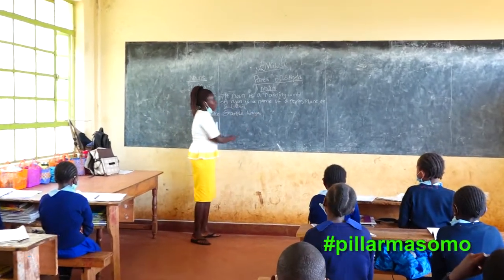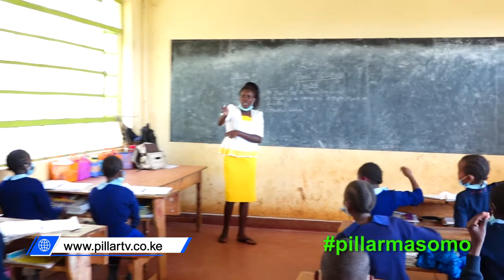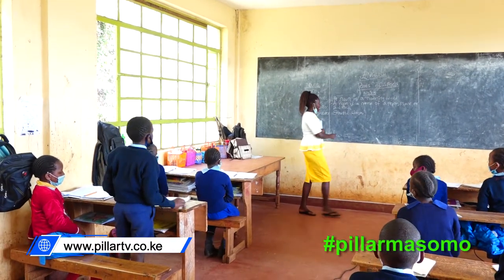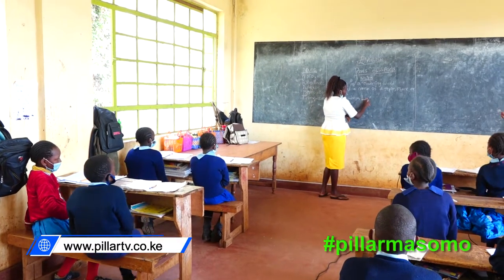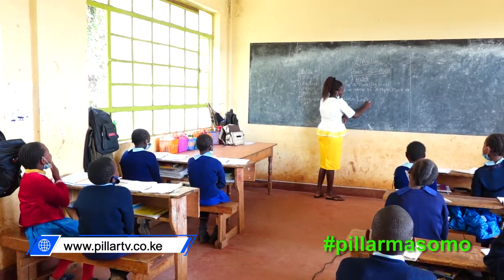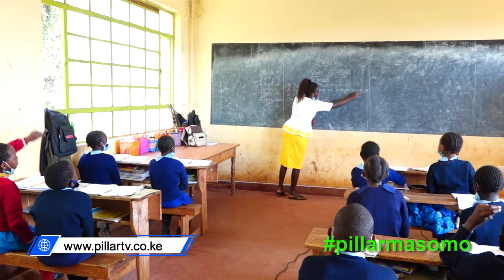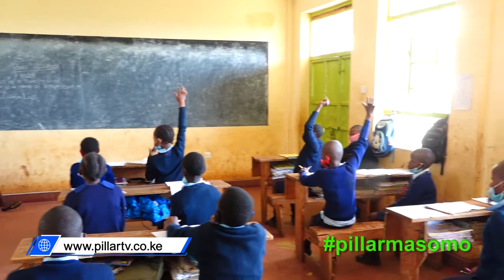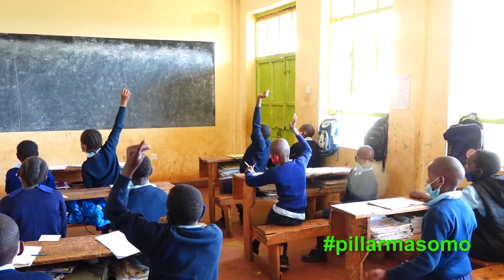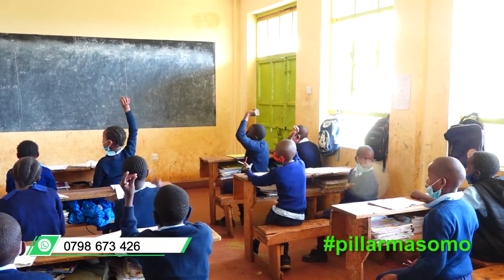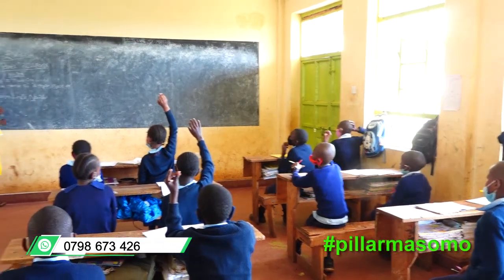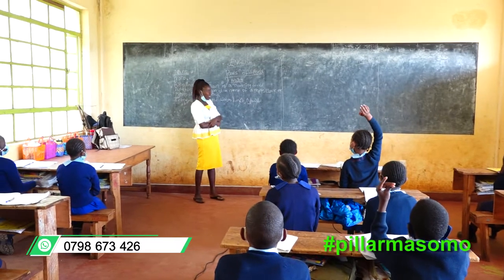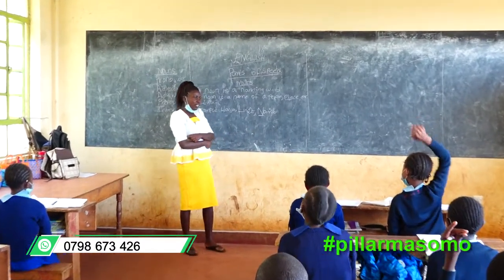Another example of a noun, Collins. Lynette. Lynette is a person. Okay? An example of a noun that is a place: Nairobi. Nairobi is a place. And at the beginning of the word Nairobi, N starts with a capital letter.